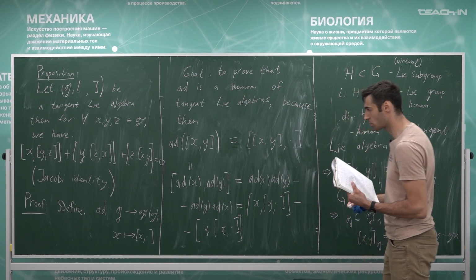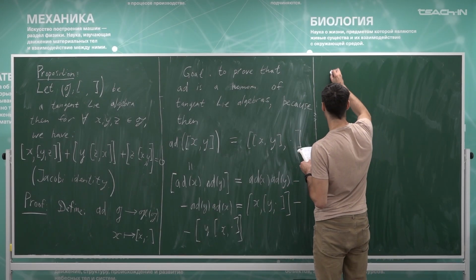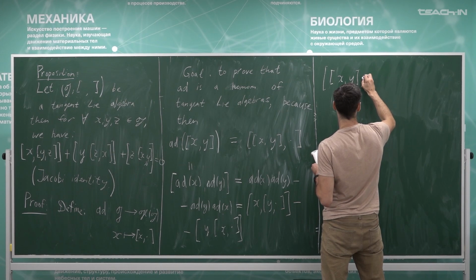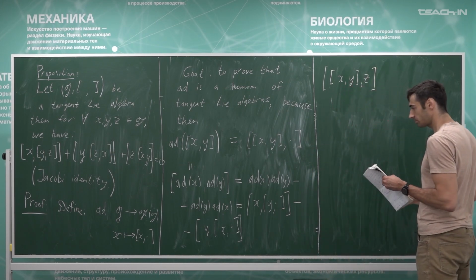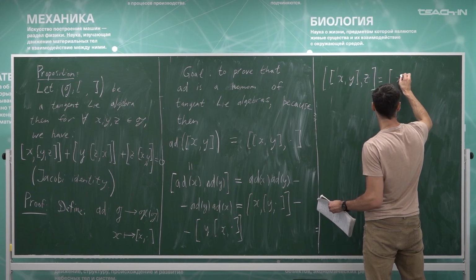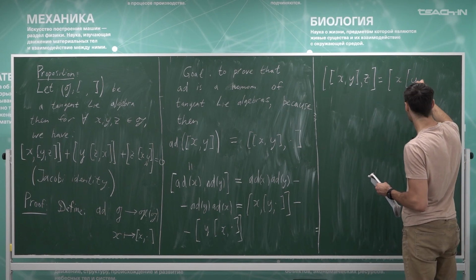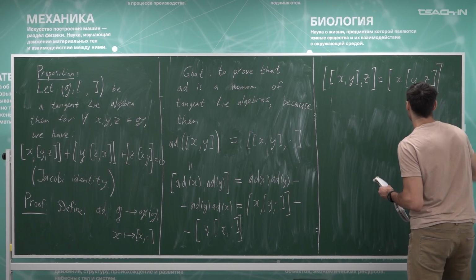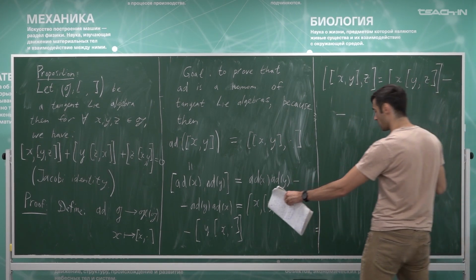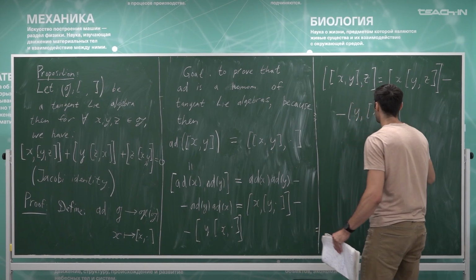But this equality is exactly the Jacobi identity. I just need to put z instead of the dot. I get this part gives me [[x, y], z] equals, here I have [x, [y, z]], the bracket goes to here, minus [y, [x, z]]. That's what I get.